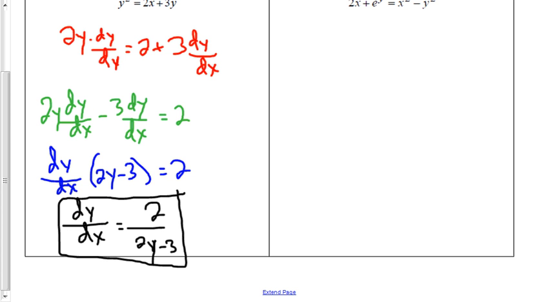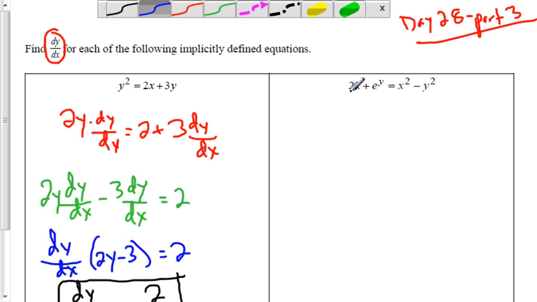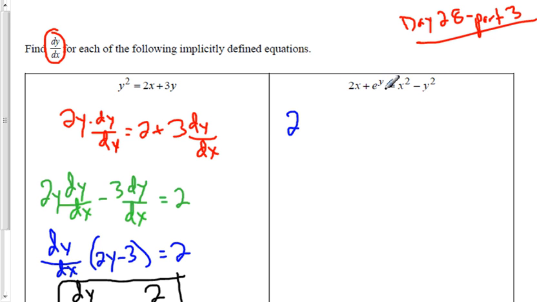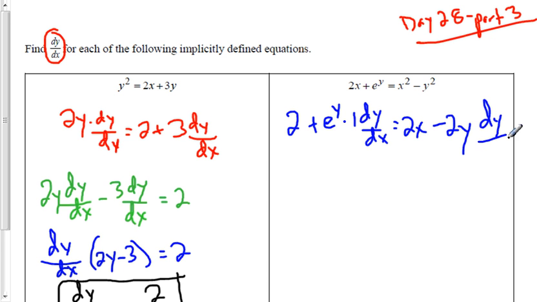Okay, let's try the next one. Let's take the derivative and start right away. The derivative of 2x is 2. The derivative of e to the y is e to the y times the derivative of the exponent, which is just 1, but then there's dy/dx. The derivative of x squared is 2x. The derivative of negative y squared is negative 2y dy/dx.